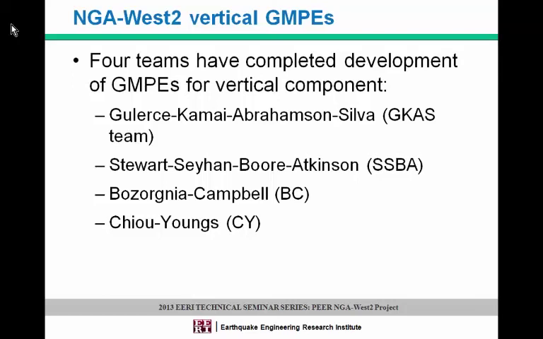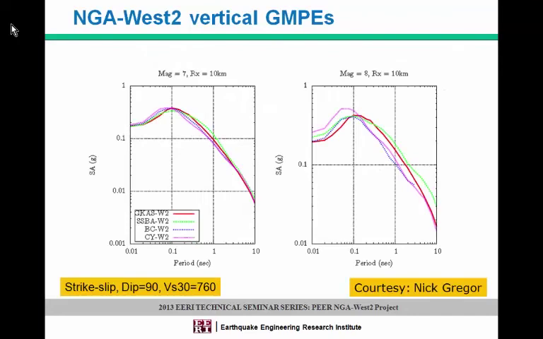Now we have 4 brand new GMPEs for vertical ground motion. This is the first time NGA is addressing vertical ground motion. There are 4 teams. The names are shuffled because people work with different efforts in the vertical. 4 GMPEs, brand new GMPEs, are ready to go. This plot again is coming from Nick Gregor. Left-hand side magnitude 7, right-hand side magnitude 8. Spectral acceleration versus period. 4 new GMPEs, and this is for strike slip, 760 meters per second.